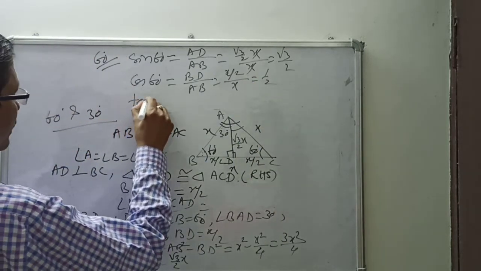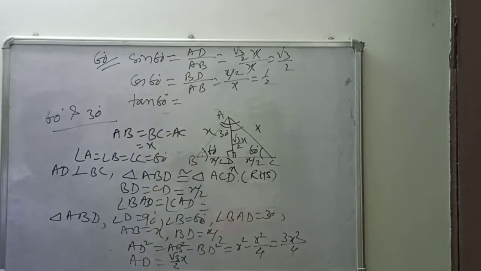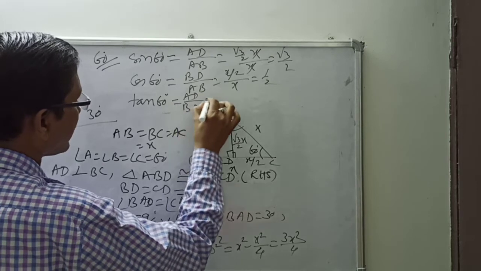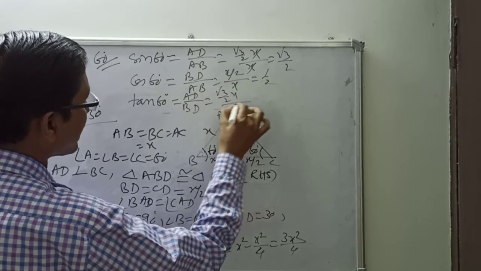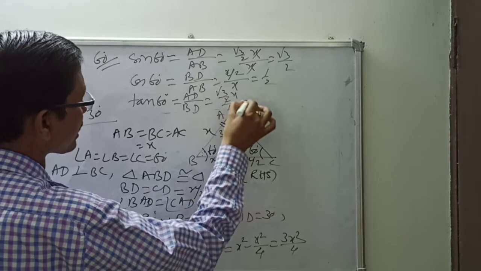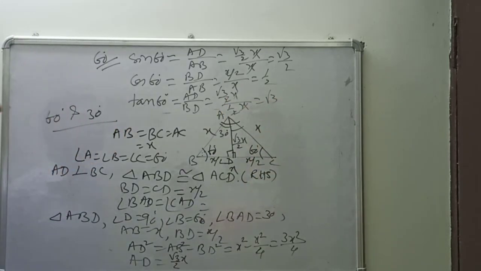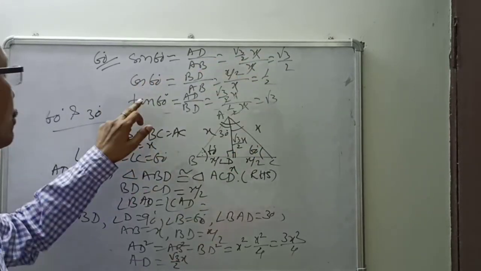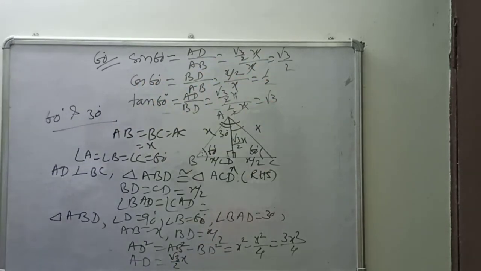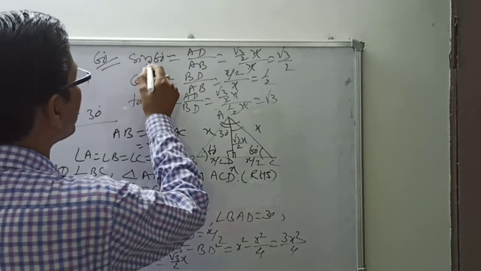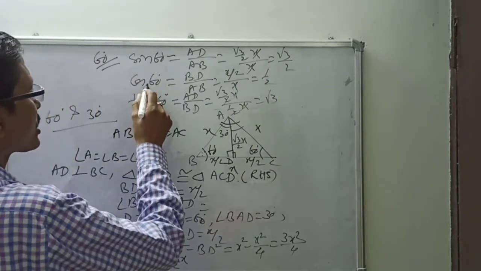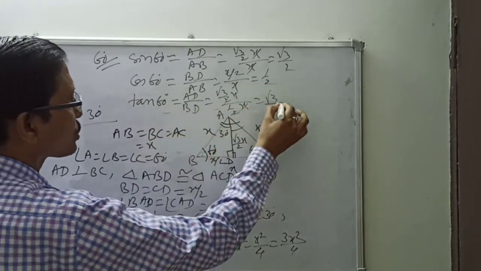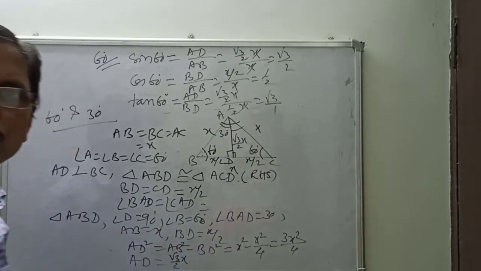Next, tan 60 degree. Tan 60 means P by B. That means AD by BD. AD is your root 3 by 2x and BD is 1 by 2x. See, 2 will also cancel, x will also cancel. Root 3 it is. So sin 60 is root 3 by 2, cos 60 is 1 by 2, tan 60 is root 3. Therefore, here they are reciprocal also. Cosec 60 is 2 by root 3, cos 60 reciprocal, sec 60 is 2 by 1, tan 60 reciprocal is root 3, that means root 3 by 1, so 1 by root 3 for you.